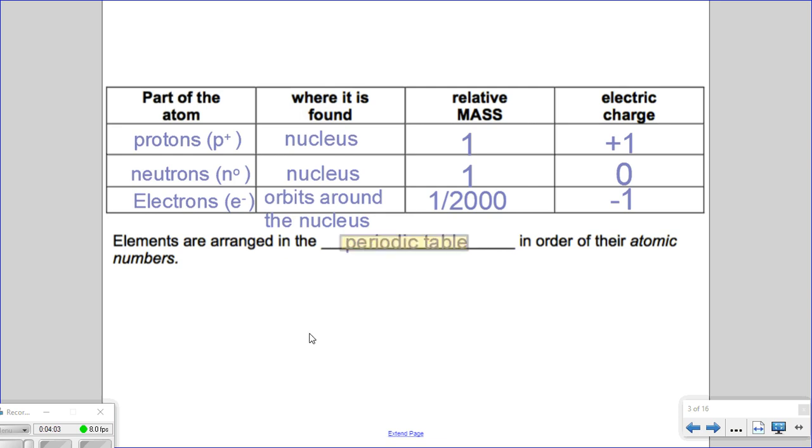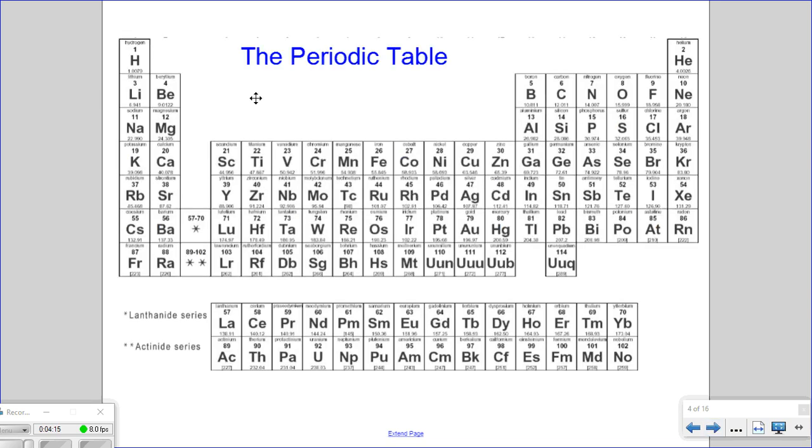Elements are arranged in what's called the periodic table in order of their atomic numbers, and we'll go through what those all mean. But first, here is the periodic table, which contains all the known elements, natural and synthetic, and organizes them in a particular way. Each element is represented by a particular symbol as well, which we'll get into later on.